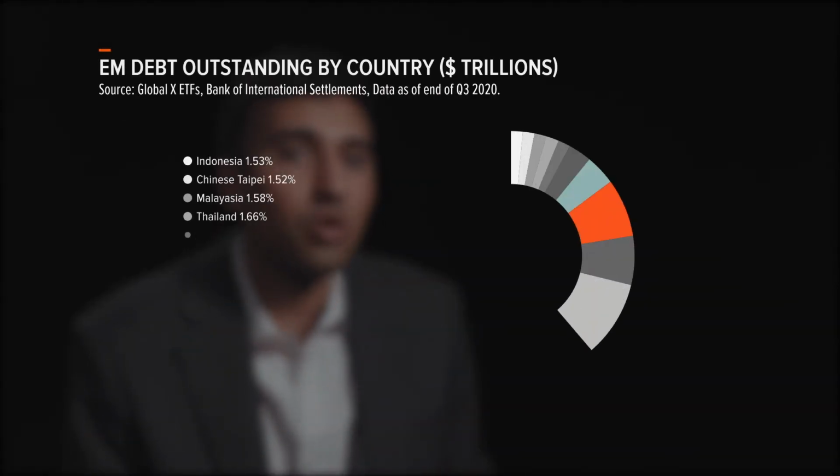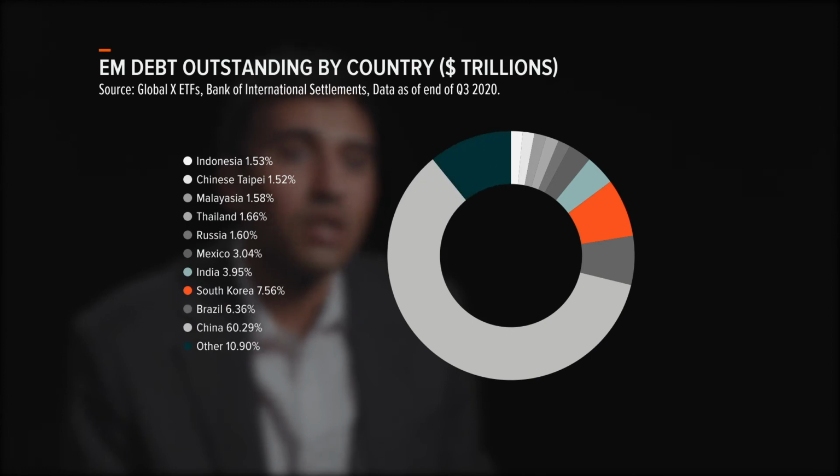EM debt issuance is split roughly evenly between sovereign and corporate issuances. Sovereign bonds are issued by government entities or quasi-government entities, such as wholly owned state enterprises. Corporate issuances, on the other hand, are offered by private enterprises.